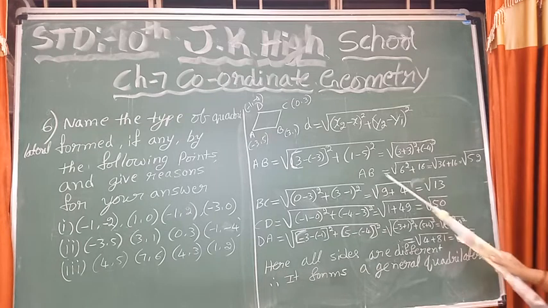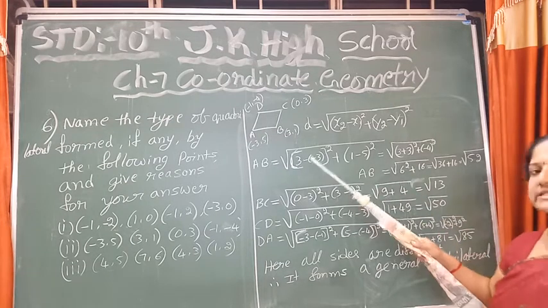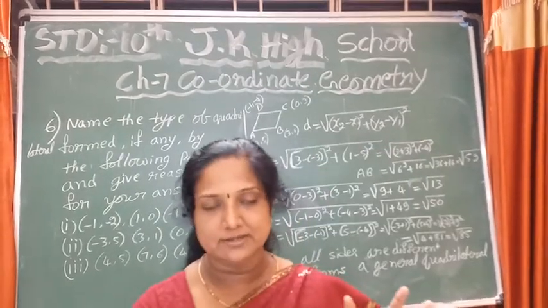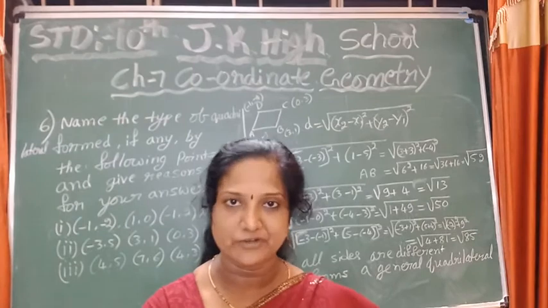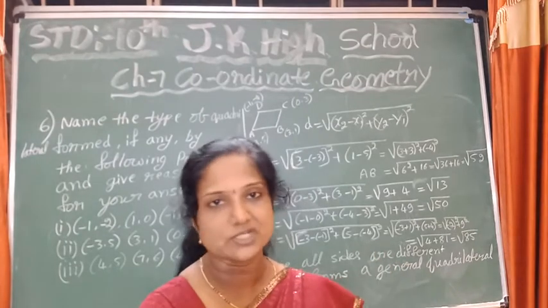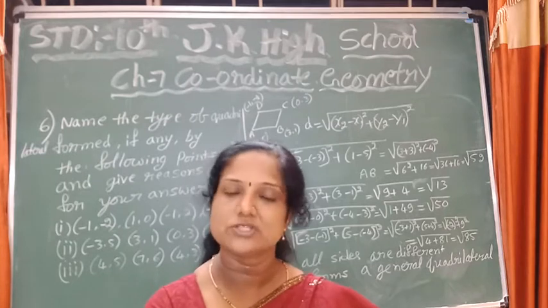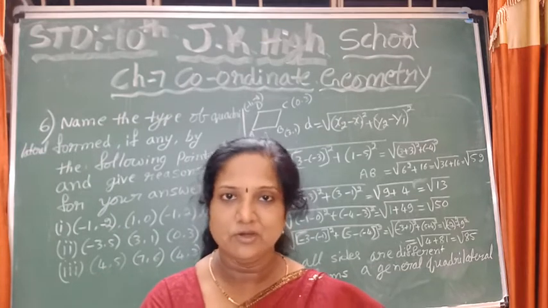Children, here you observe all 4 sides distances are different. If all the 4 sides distances are different, then it forms a general quadrilateral. So it is a general quadrilateral, children, because all 4 sides are different. Okay children, write down.